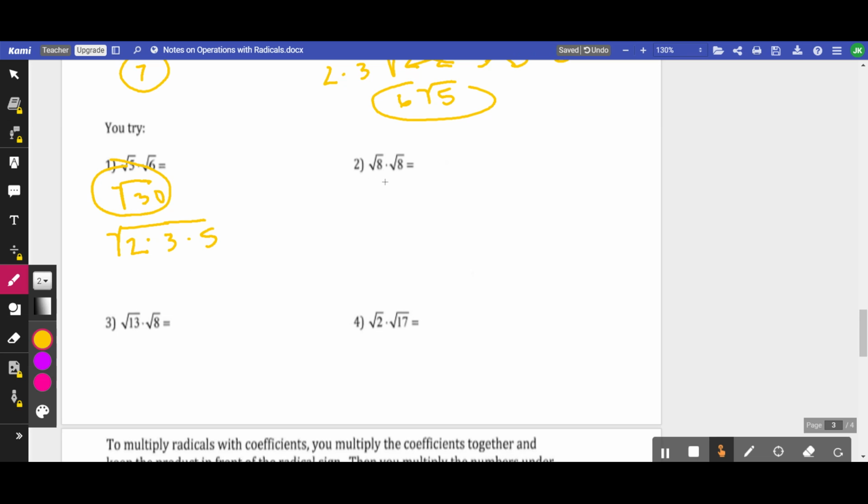And then for this one, you can multiply what's inside here. So 1 times 1, so 1, and then square root of 64. And this is a perfect square, so that'd be 8 then.